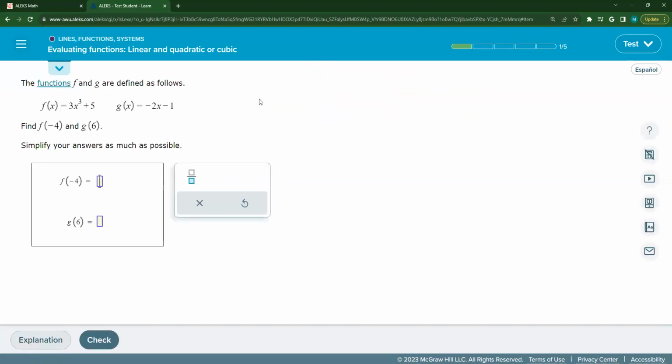All right, so now this time we have f of x equals -3x cubed plus 5, and g of x is -2x minus 1. So we are starting with f of -4, meaning I'm going to go to the f function, and I'm going to replace the x's with -4, plus 5. All right, and remember, I'm only simplifying the right-hand side, so -4 to the third is -4 times -4 is 16, times -4 is -64.